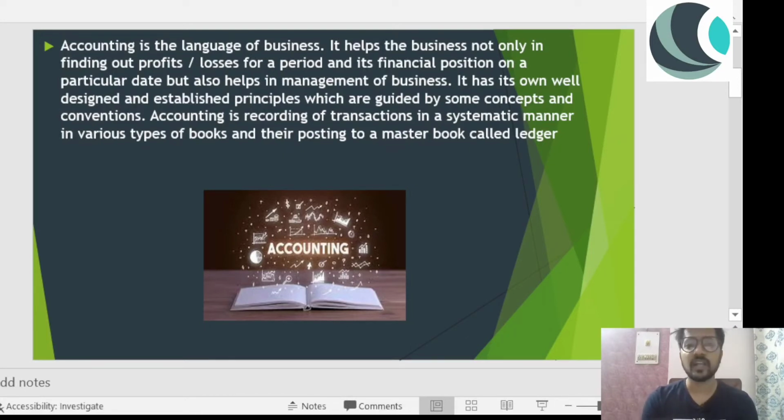So accounting is the language of business. I expect everyone who is watching to have this much knowledge. Coming from a commerce background, they must have studied accounting from the 11th standard to BCom and MCom as well. So accounting is the language of the business. It helps the business not only in finding out profit and loss for a period and its financial position on a particular date, but it also helps in management of business.